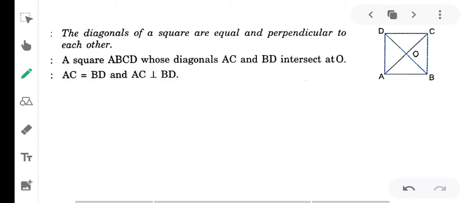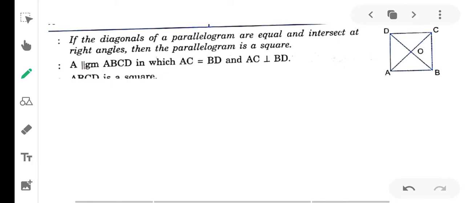Next, the diagonals of a square are equal and perpendicular to each other. That means if ABCD is a square, then the diagonals AC and BD are equal and perpendicular to each other. Next, if the diagonals of a parallelogram are equal and intersect at right angles, then the parallelogram is a square. If ABCD is a parallelogram and the diagonals AC equals BD and angle AOB or COB is 90 degrees, then this parallelogram will be a square.